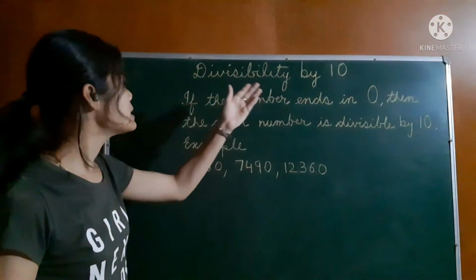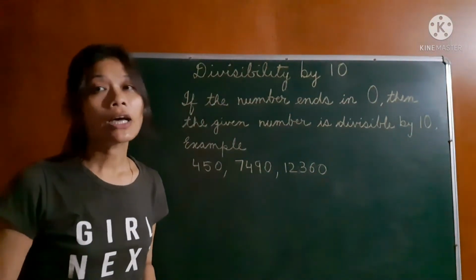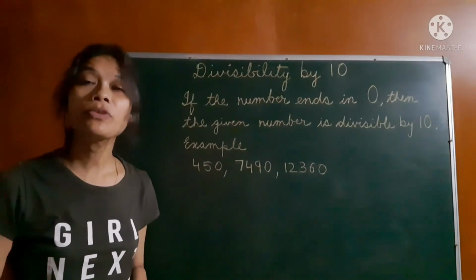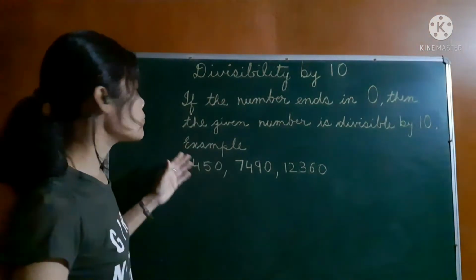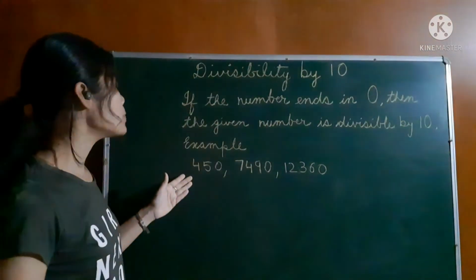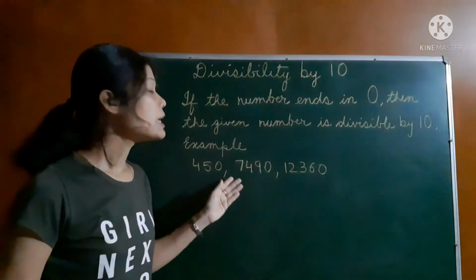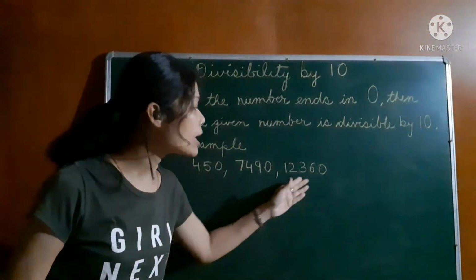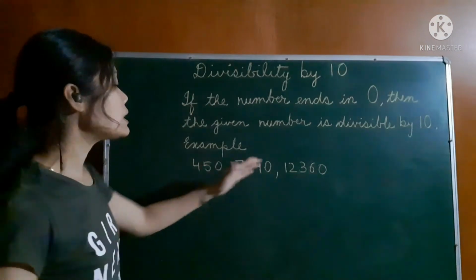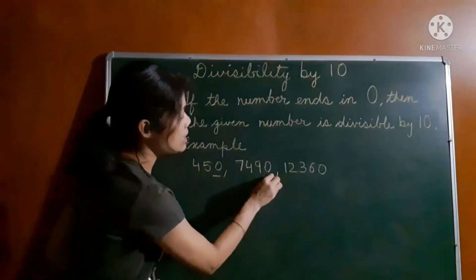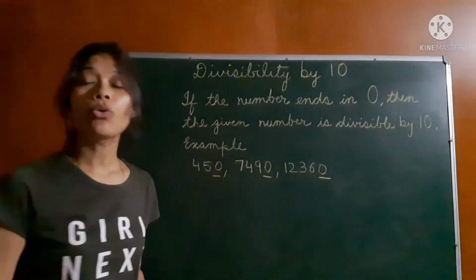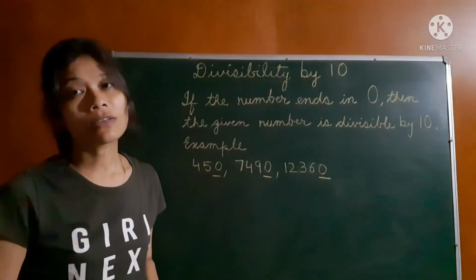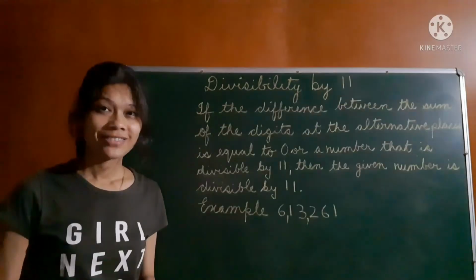Divisibility by 10. If the number ends in 0, then the given number is divisible by 10. So here we have taken some examples. The numbers here are 450, 7,490 and 12,360. All these numbers end in 0, which means all these numbers will be divisible by 10.